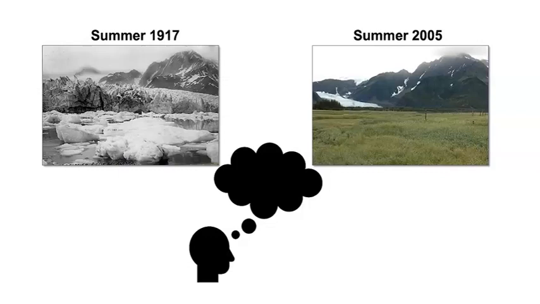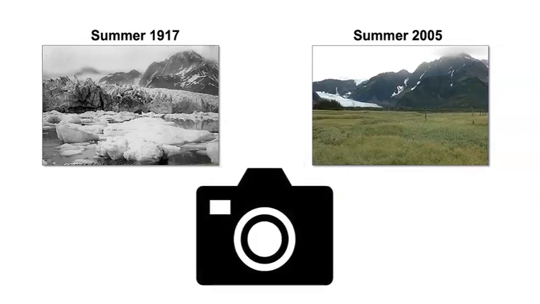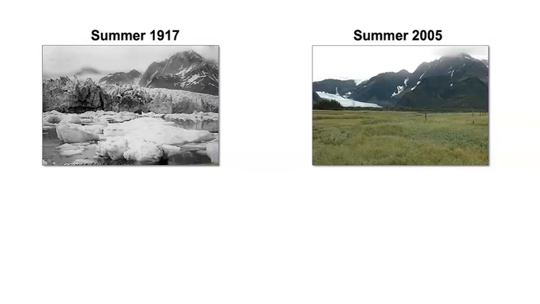I think that person would be shocked by the changes. Where there used to be ice and snow, there's now a grassy field. And there's no longer a body of water. It's awesome that we have photographic evidence of these changes to make our comparison. But what if we want to compare a present-day environment to an environment much further in the past than 1917?